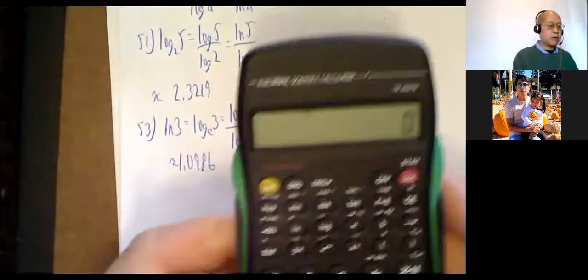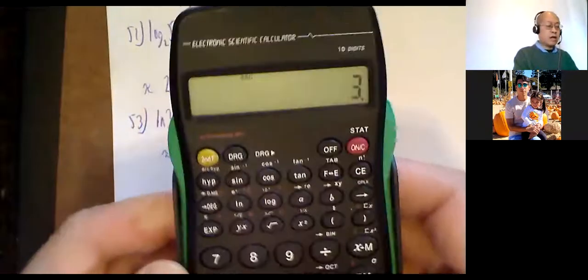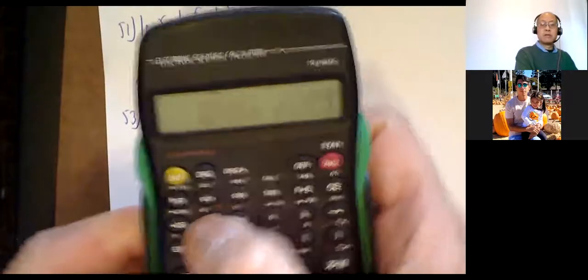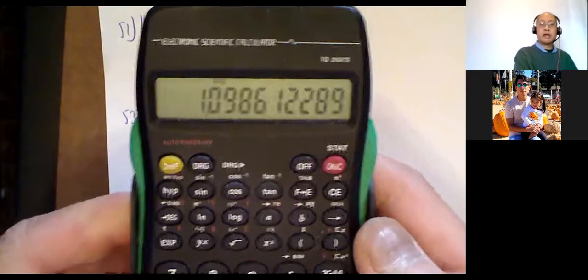Of course, in this case, it was pretty easy. They already asked you for ln 3, so let me hit ln 3. Let me show it to you backwards with the backwards type of calculator. 3 ln, there's 1.0986. Same thing, as you would expect.